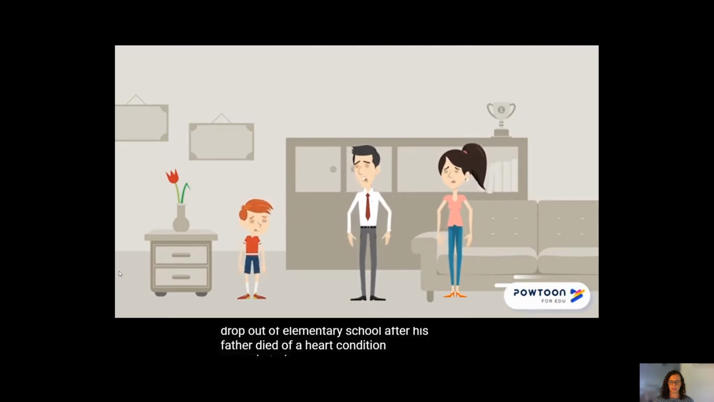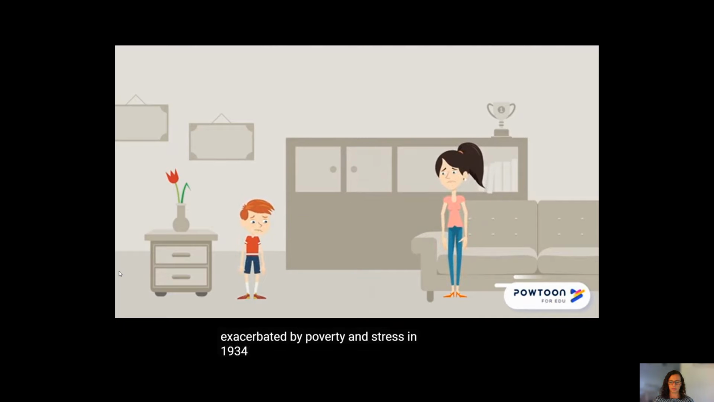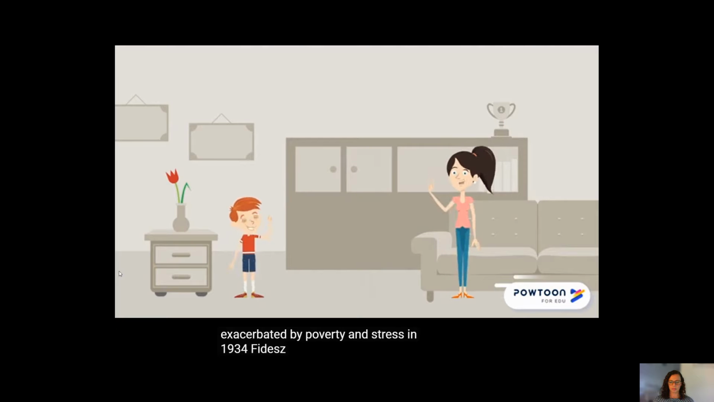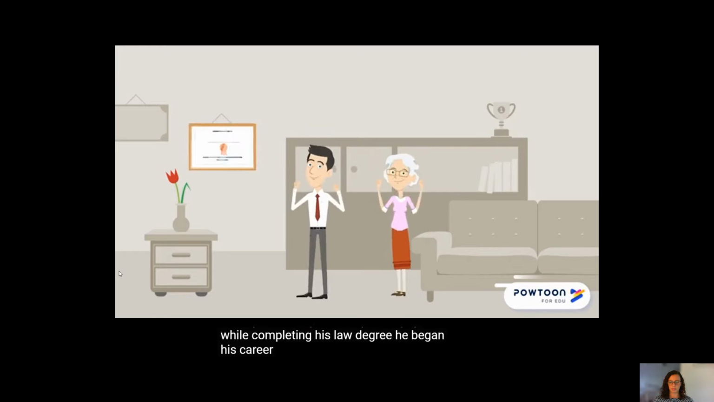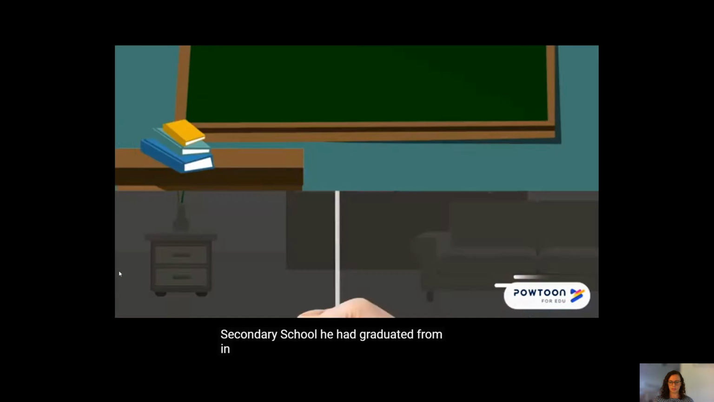After his father died of a heart condition exacerbated by poverty and stress in 1934, Freire's mother pleaded with the principal of the local secondary school to allow her son to attend. Because Paulo was passionate about using his education to help others, the principal agreed and even reduced his tuition. With this second chance, Freire eventually studied philosophy while completing his law degree. He began his career in 1942 teaching at the same secondary school he had graduated from.